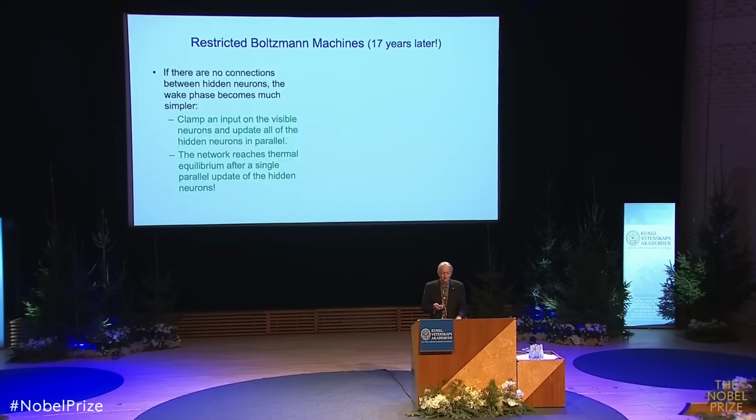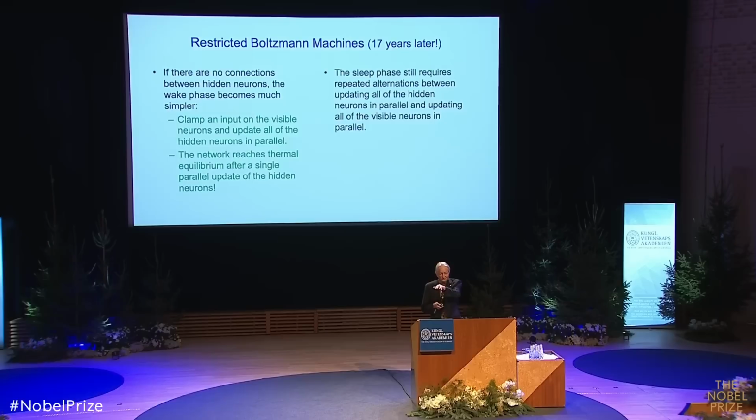That's great. For the hidden neurons, you still have a problem. In the sleep phase, you have to put the network in some random state, update the hidden neurons, update the visible neurons, update the hidden neurons, update the visible neurons, and you have to go on a long time to reach thermal equilibrium. And so the algorithm is still hopeless. But it turns out there's a shortcut. The shortcut doesn't quite do the right thing, which is embarrassing, but it works pretty well in practice.